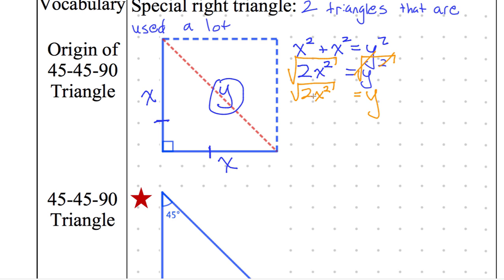Whenever I have something inside the square root, I can separate it into 2 different square roots. So here I go. I'm going to simplify this as the square root of 2 times the square root of x squared. You can just separate them into their own square roots. That's still equal to y. I haven't changed the right-hand side.